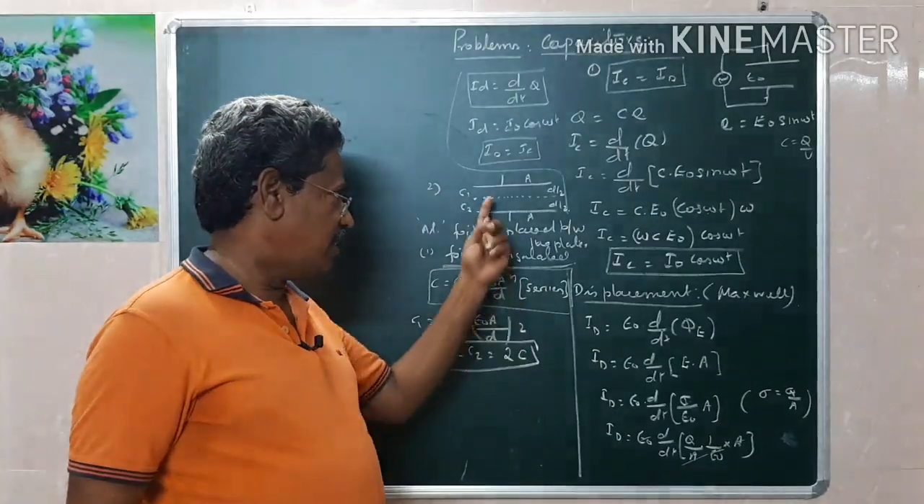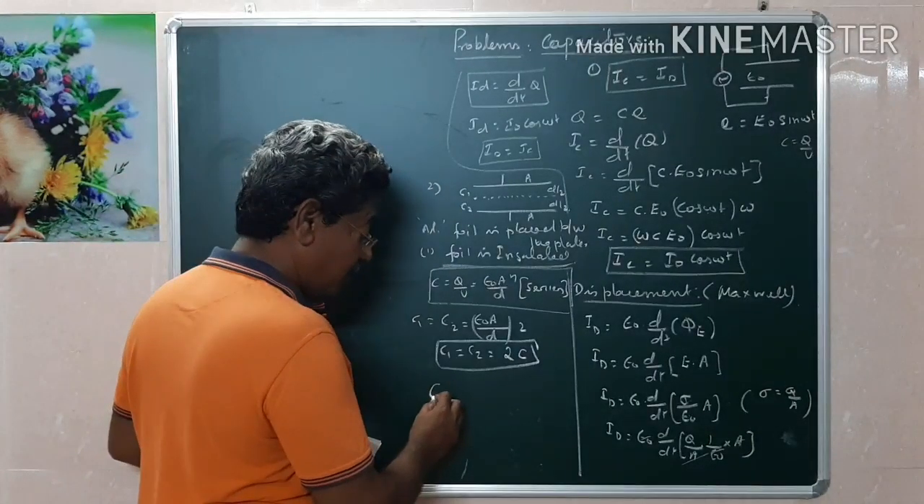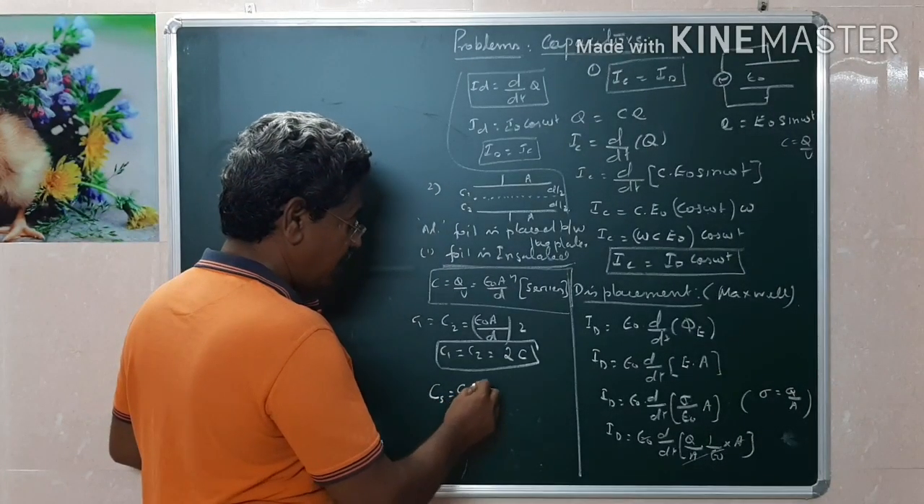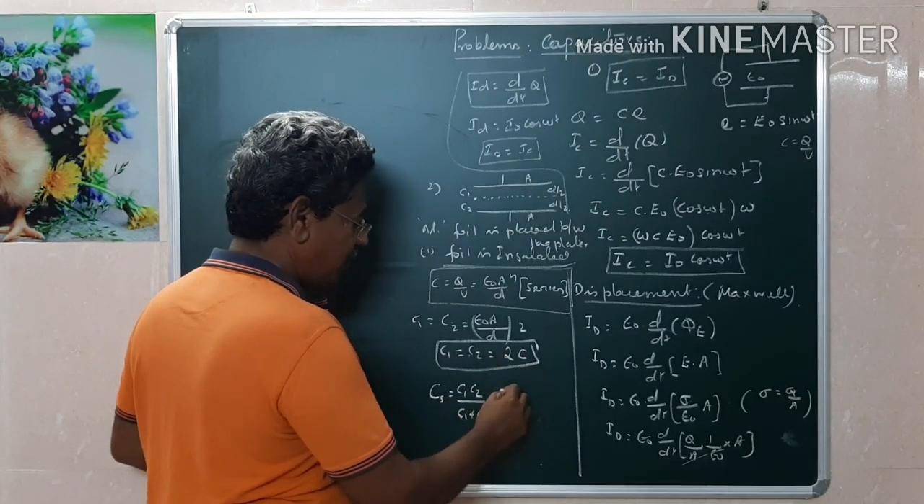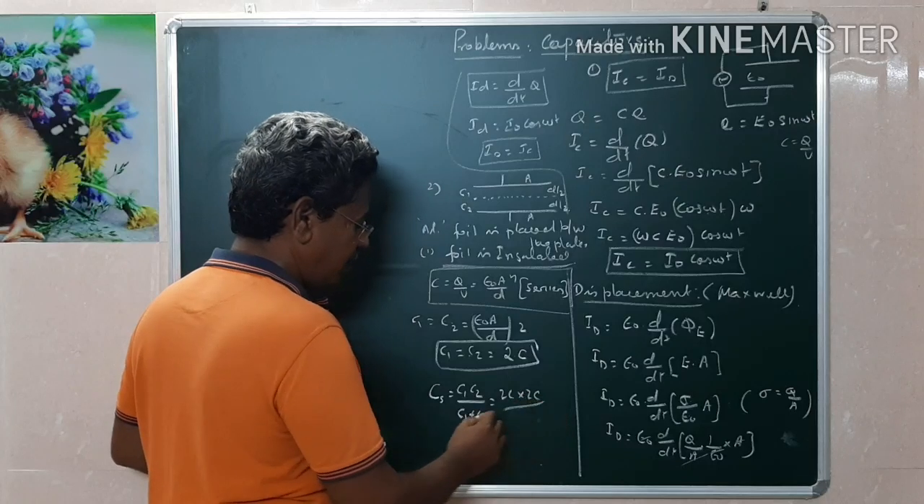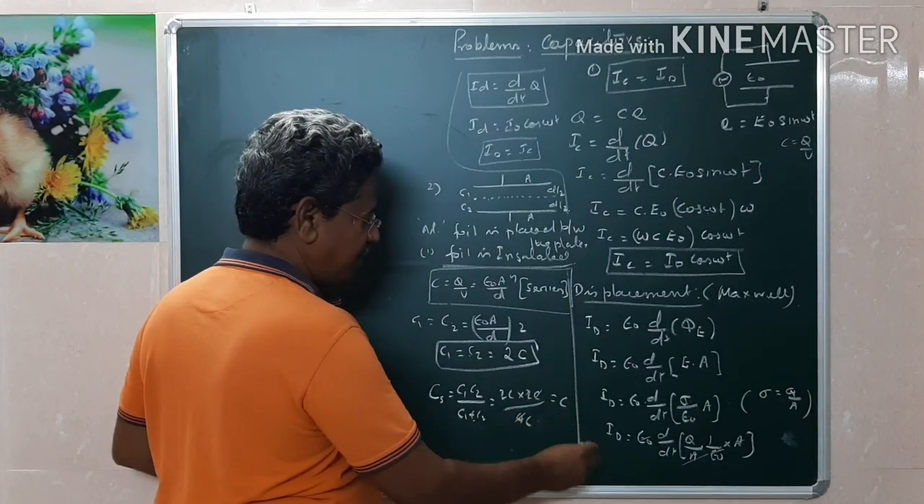But now these two capacitors are in series. When capacitors are in series, what is the effective capacitance? We must know that it is C1 C2 by C1 plus C2. Both are equal. Therefore 2C into 2C divided by 2C plus 2C, which is 4C squared by 4C. Therefore, cancelling, the answer is C.